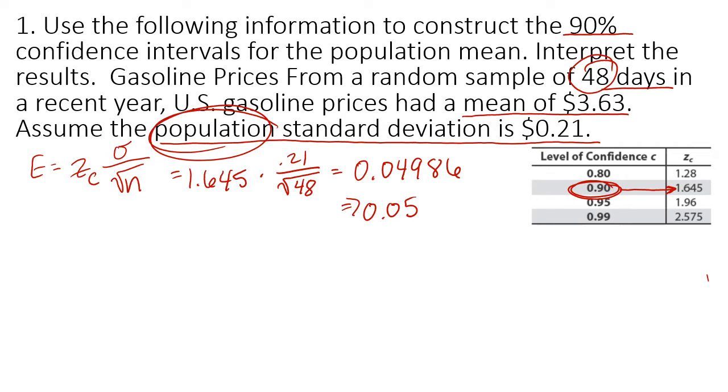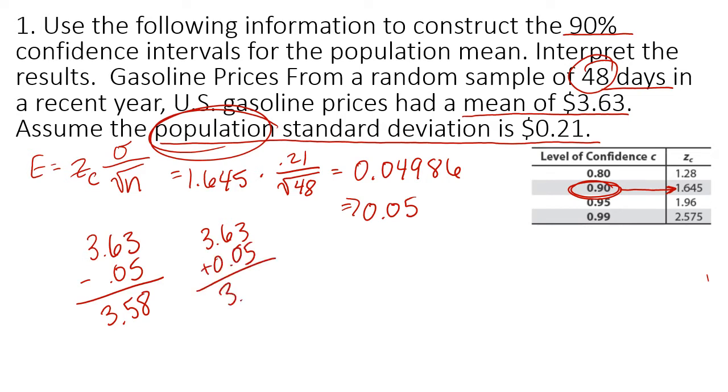So now that we have the margin of error, we're going to add and subtract that from the mean. So our mean is $3.63. We subtract 5 cents and get $3.58. And we add 5 cents to get $3.68. So that means with 90% confidence, we can say that the average price of gasoline during this time period, or in general, is between $3.58 and $3.68.